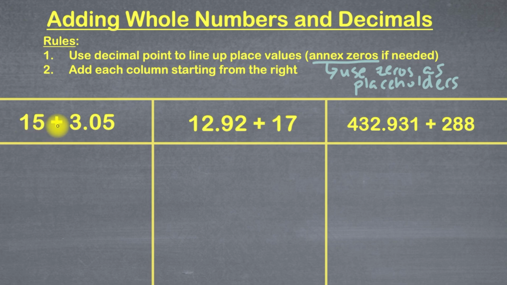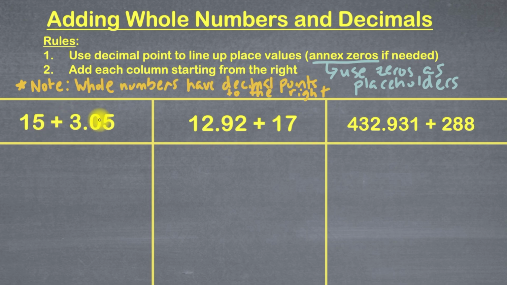It's 15 plus 3.05. Please make sure you note that whole numbers like 15 have decimal points located to the right. So now that we have that note there, we can rewrite this 15 plus 3.05 vertically. That way we can start adding.